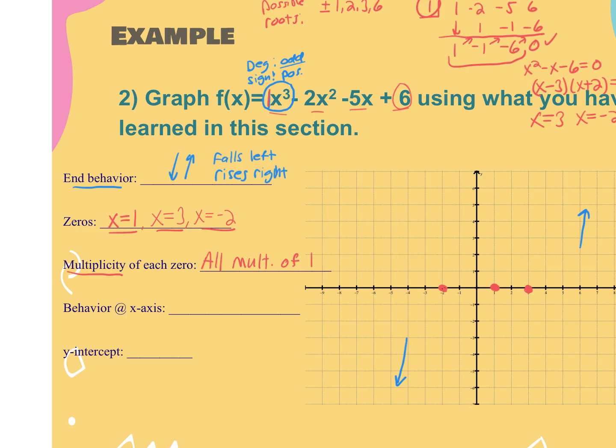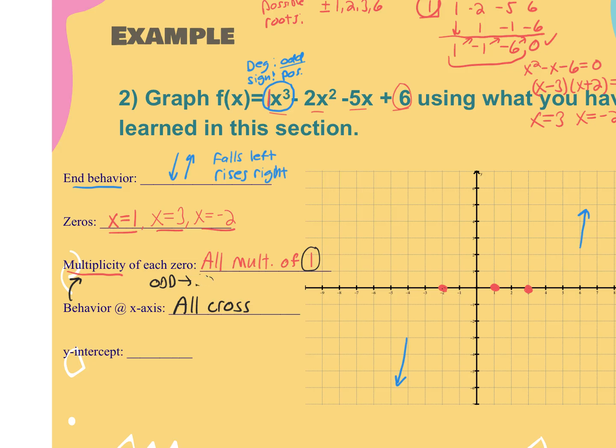Now the behavior at the x-axis is determined from the multiplicity, all right? So because 1 was the multiplicity for all of my zeros, and 1 is an odd number, then I'm gonna say all the zeros have to cross, right? Remember, odd multiplicity means you cross the x-axis.